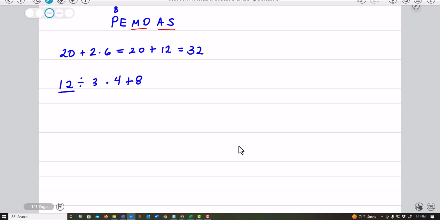So the first thing I'm going to do is this piece. 12 divided by 3 is going to be 4. And I still have that times 4 plus 8. Now I do the 4 times 4, which is 16, plus 8, and I get 24. This one's almost like the meme that I've seen before. So be careful with these.